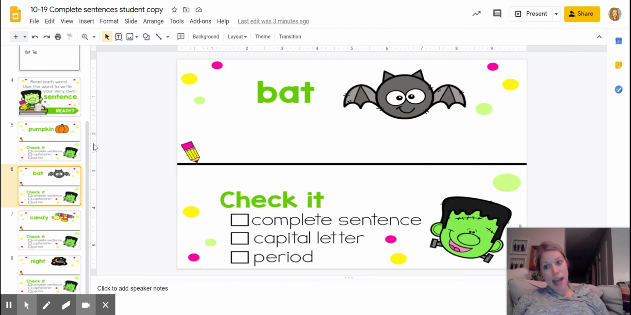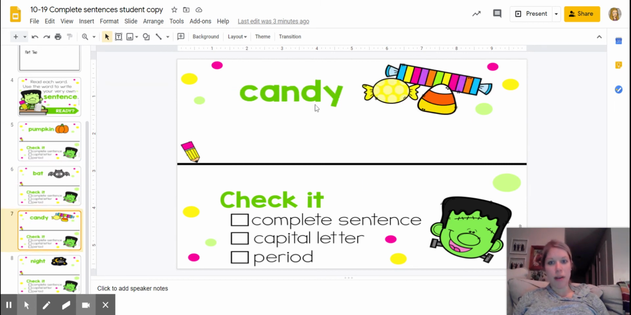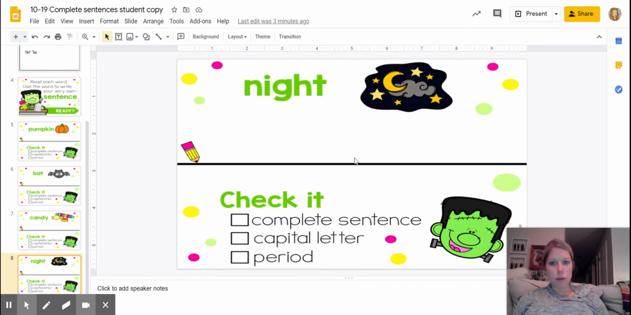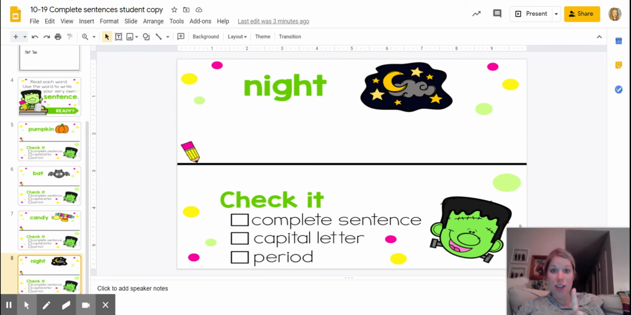If you wrote about a bat, you're going to post it here. If you wrote about candy, you're going to post it here. And if you wrote about night, you would post it here. Remember, to meet your goal today, your sentences must have a noun and a verb. They have to make sense.